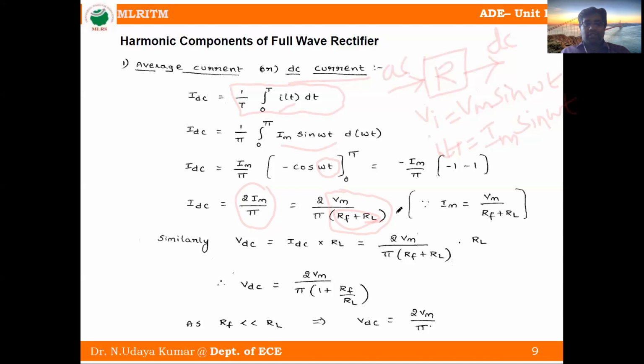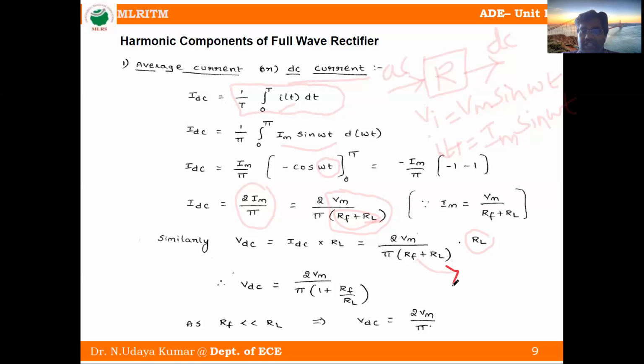Okay, similarly, what is VDC? VDC is IDC into RL. What do we mean by IDC? IDC is equal to 2 Im by pi. From this, RL is the resistance component, taken common here. What happened? We get 2 Vm by pi times 1 plus Rf by RL. So this RL and this RL cancel. See, I will write.